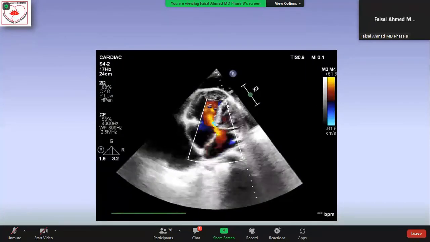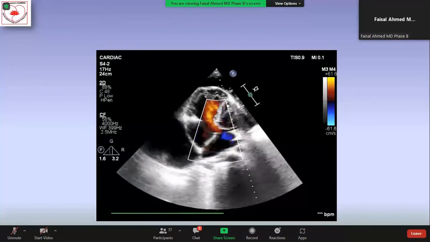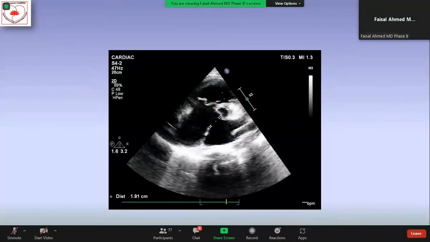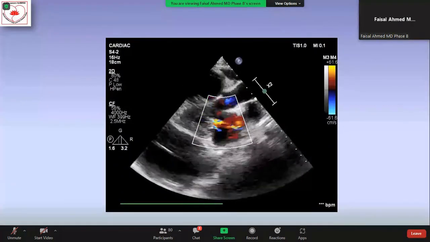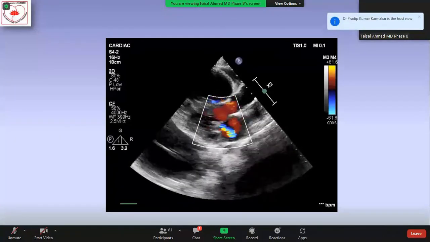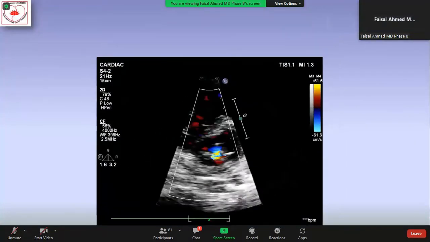This is a color flow image showing passing of the color flow from left to right in a serpentine fashion. This is a measurement of the echo dropout or interatrial septal defect, which is found to be approximately 1.9 centimeter. This is another parasternal long axis view showing the mitral regurgitation jet passing through the mitral valve. And this is a short axis view at the level of the mitral valve showing the MR jet passing through the cleft of the anterior mitral leaflet.